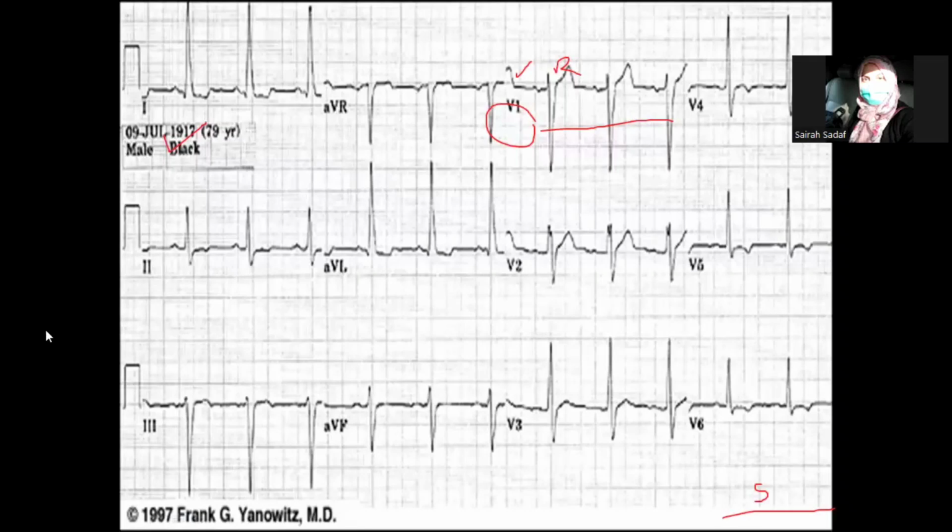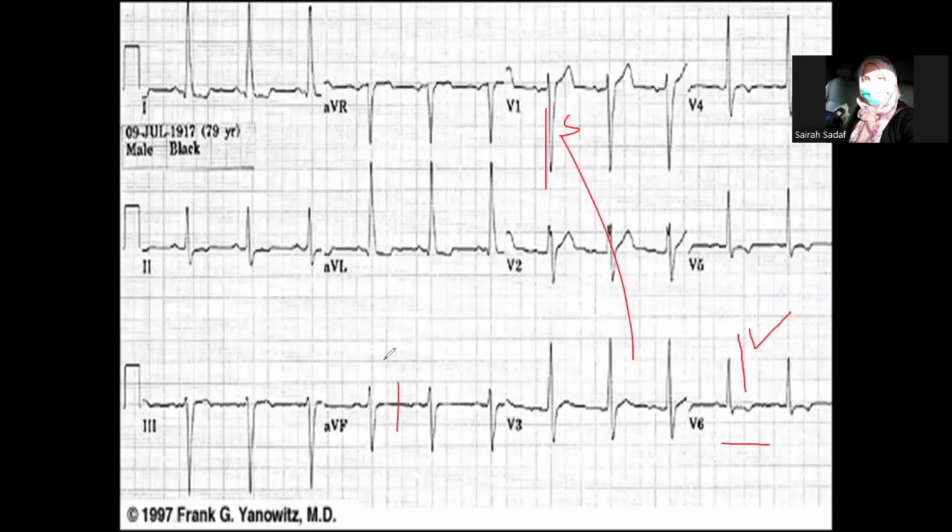RVH, you all are right. Let me clear it. Now tell me, what is this? In V1, this is an S wave, that is normal. By saying normal, I mean this is a normal feature, but it is enhanced. And in V6, there is an R wave, which is a normal thing, but it is taller. And then we have left axis deviation here. So it is LVH. Yeah, everyone, right. This is LVH.